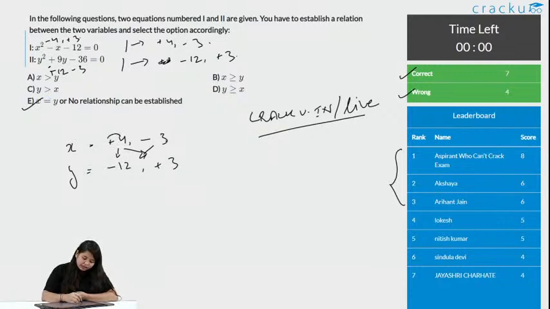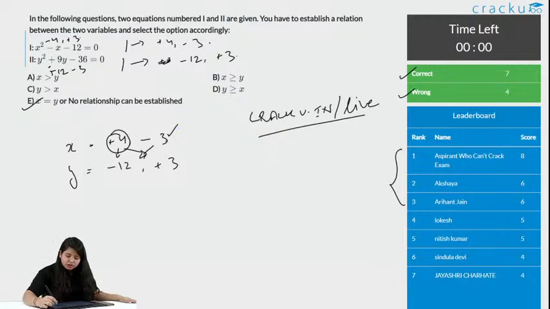Chalo, in the first expression you have that this is greater than this, but the second value does not justify the same thing. So, no relation is established, and 7 people got this correct. Let us go to the next question.